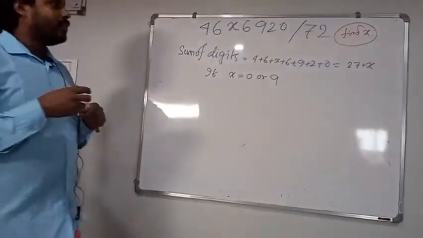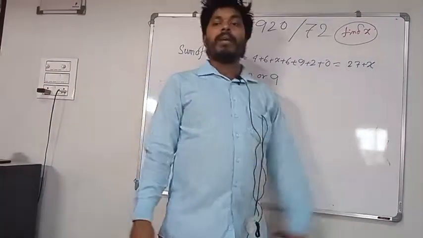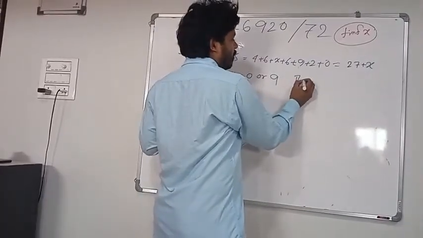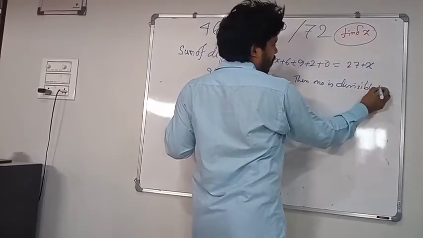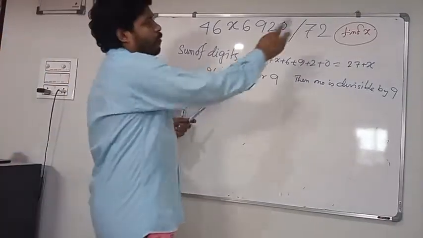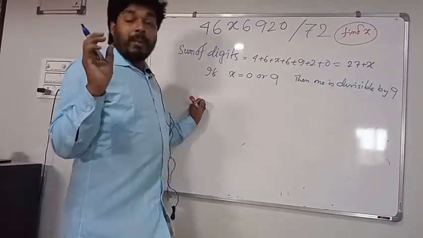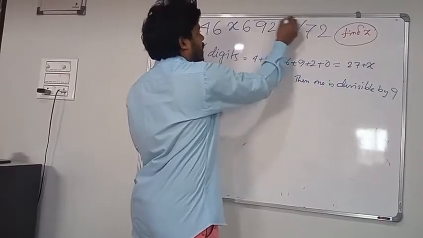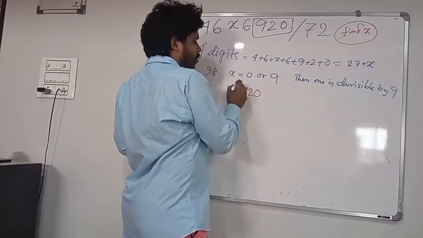If x is 0 or 9, then the number is divisible by 9. So now we have to check whether the number is divisible by 8 or not. To check divisibility by 8, we have to check the last 3 digits. Is 920 divisible by 8 or not?